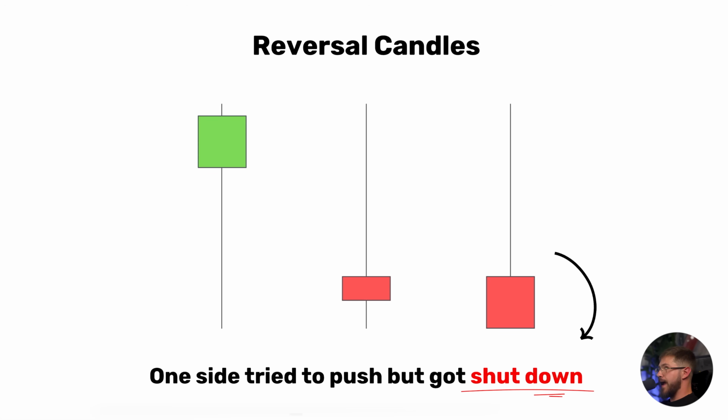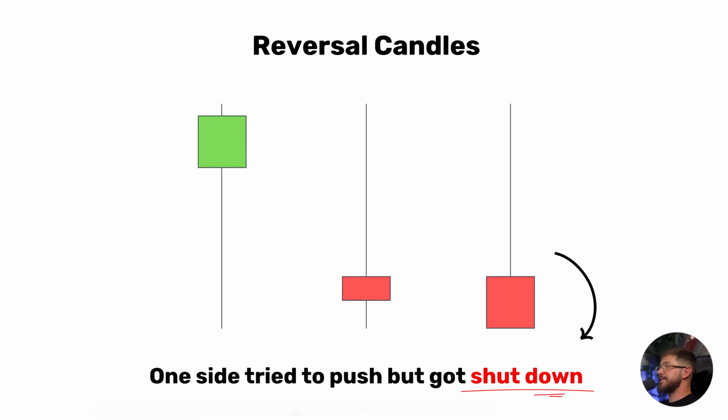Now let's take a look at reversal candles. Reversal candles show you when one side tried to push price in their direction but they got completely shut down.